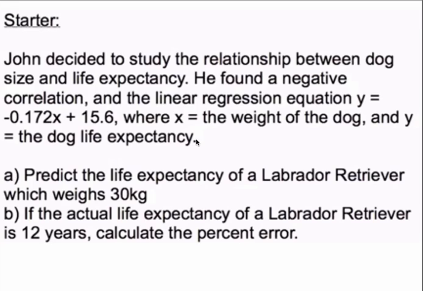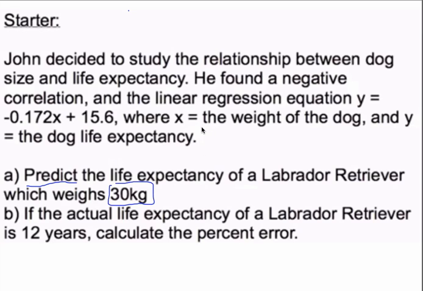Hello, this is Mr. Collier, and today we're going to see how we use percent error to test the accuracy of our predictions for a linear regression line. In this example, John decided to study the relationship between dog size and life expectancy. He found a negative correlation, and the linear regression equation is as follows, where x is the weight of the dog and y is the dog life expectancy. We're going to predict the life expectancy of a Labrador Retriever, which weighs 30 kilograms.